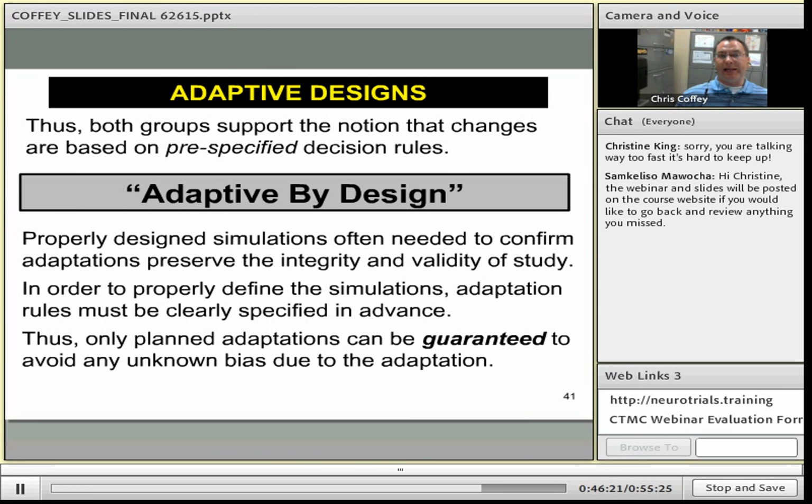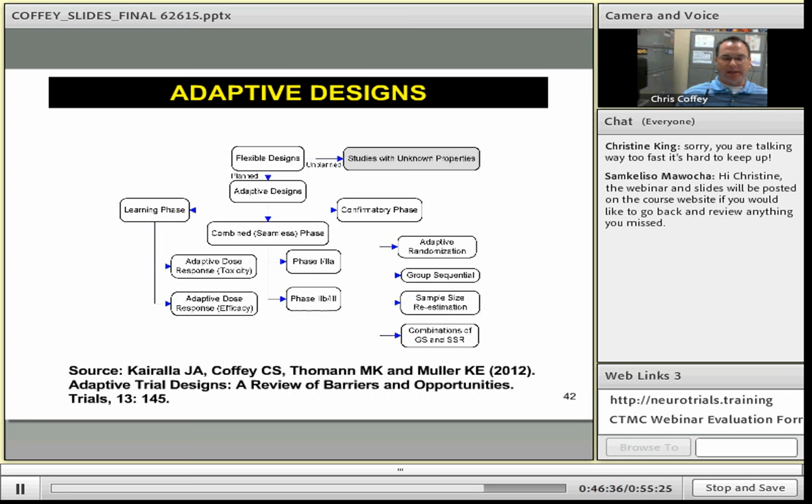If you decide to make a change in a trial halfway through, you can conditionally look at the impact on type 1 error, but you can't unconditionally rule out any type of bias because you can't say what you would have done if something different had happened before you made the decision to adapt the trial.